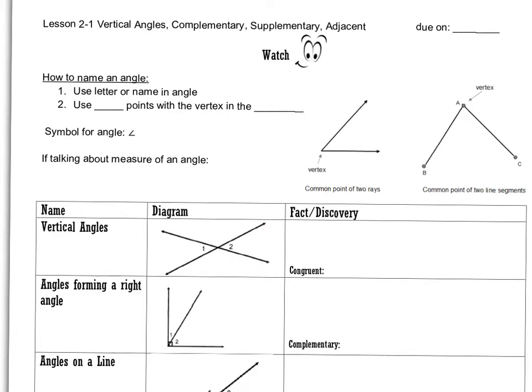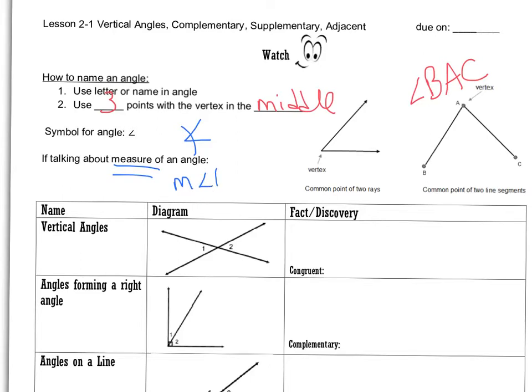You may also use 3 points with the vertex in the middle. So if you look over to the right here, we have angle BAC. That vertex has to be in the middle, otherwise the reader won't know what you're talking about. The symbol for angle looks kind of like a less than symbol, but it has a flat bottom. You may also see me write it like that, means the same thing. If you're talking about the measure of an angle, you're going to use a lowercase m, and you'll say the measure of angle, let's say we're talking about BAC again, equals 30 degrees, or whatever it may equal.